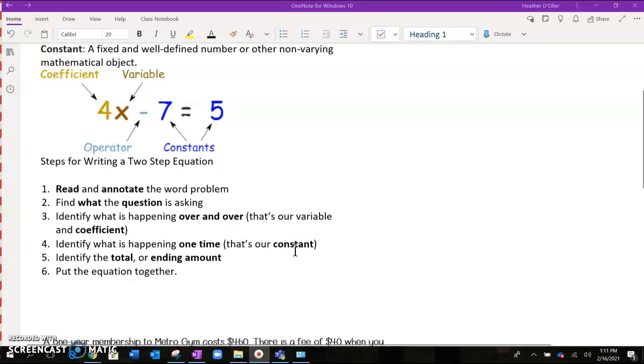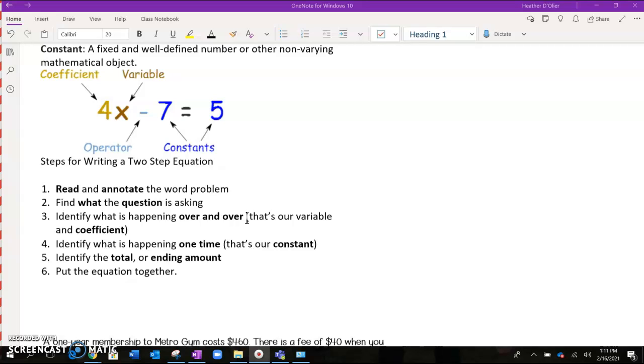So we have some steps for when we write these two-step equations. First, always read and annotate the word problem. Second, figure out what the question is asking. That's really important because it tells us what our variable is, because that's what the unknown amount is.